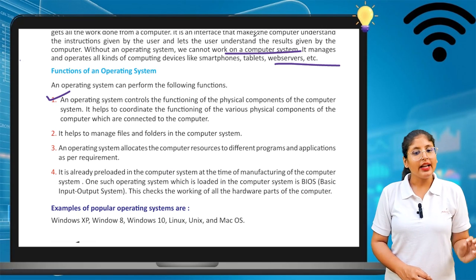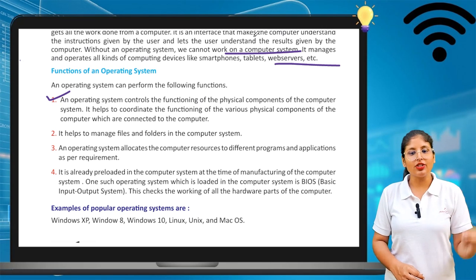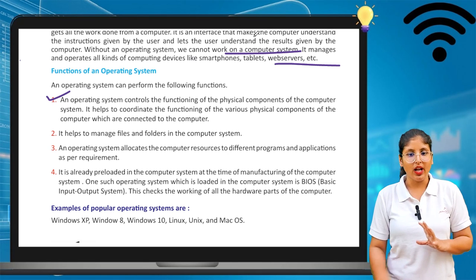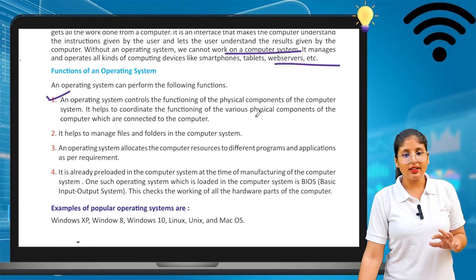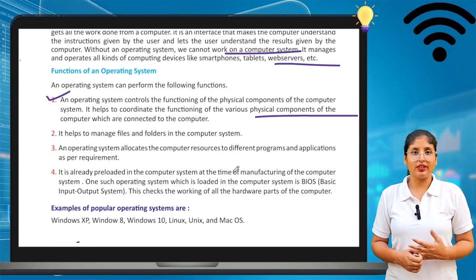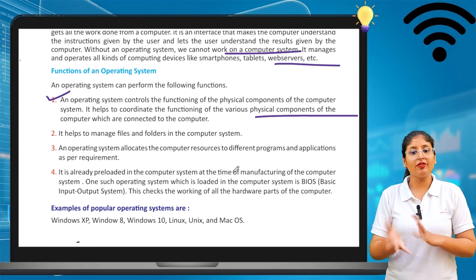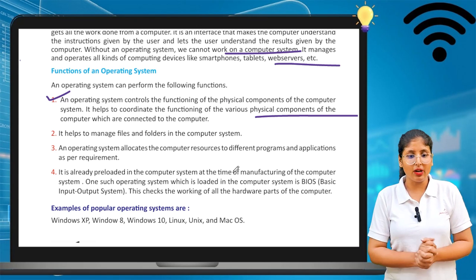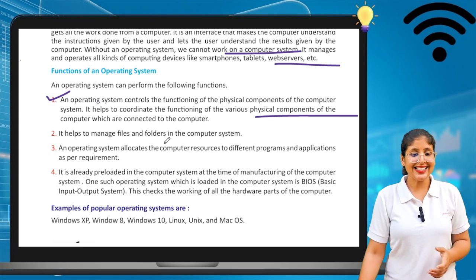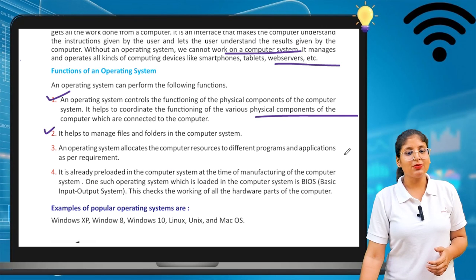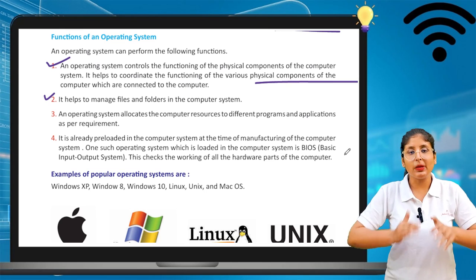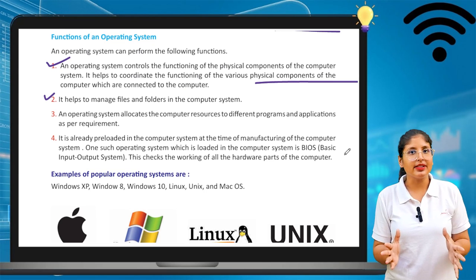It helps to coordinate the functioning of various physical components of a computer which are connected to the computer. Second, it helps to manage files and folders in the computer. So the operating system manages your files and folders in the computer system.